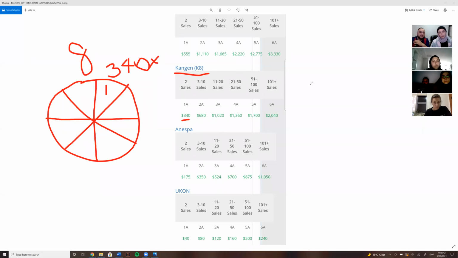Well, I'm sorry, this is American. The Australian one is 365. All right, let's look it up on our calculator just so you guys know. 340 times 8 is $2,720. That is distributed amongst different distributors depending on what their rank is.